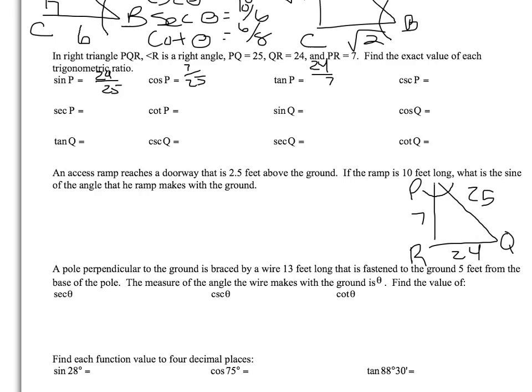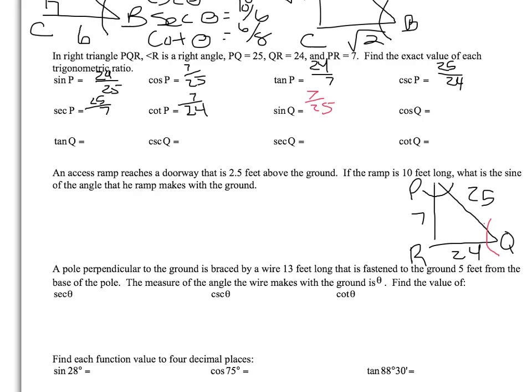Cosecant, you have to flip the sine fraction, so it's 25 over 24. Secant, flip the cosine, so 25 over 7. Cotangent, flip the tangent, so 7 over 24. These next 6 are from angle Q instead. So sine of Q is opposite over hypotenuse, so it's going to be 7 over 25. I want you guys to finish the other 5 in that particular question.